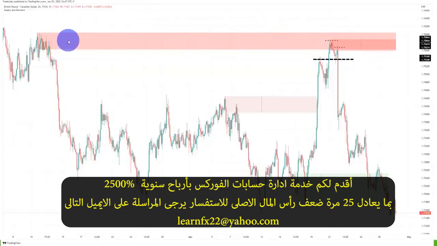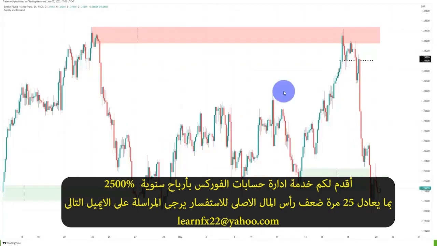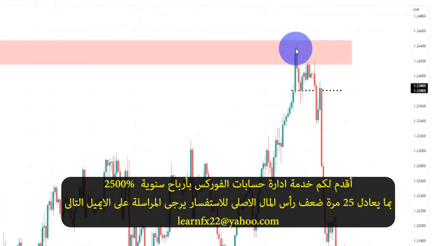And it all started here after the move into the supply zone. Where does it end? At the demand zone. Here, very classic, and once again, this works really well. We have our supply zone being created here. Then we wait for the market to get into this.